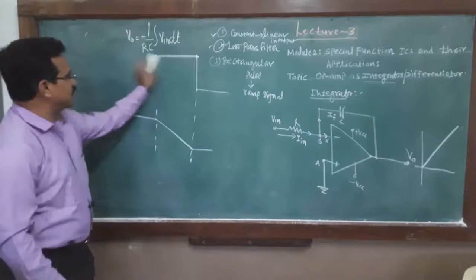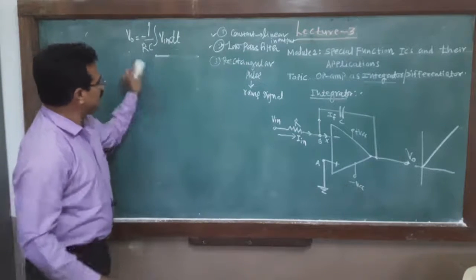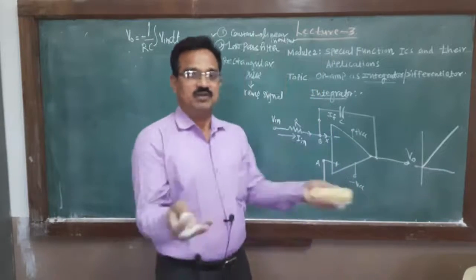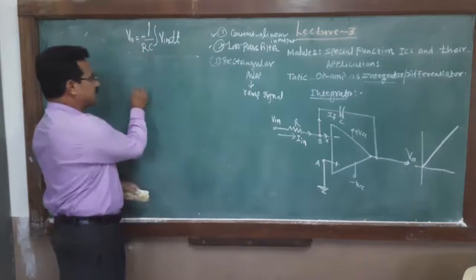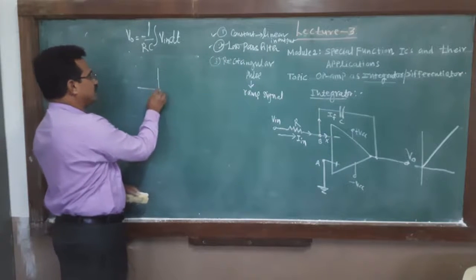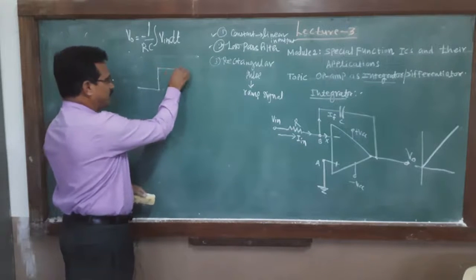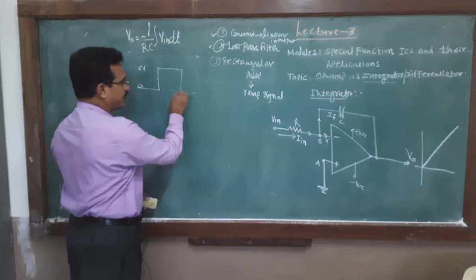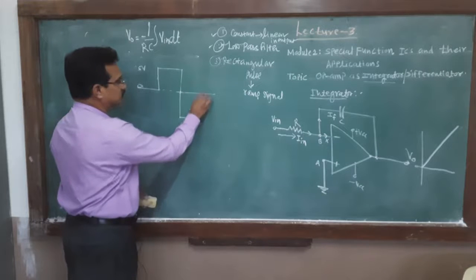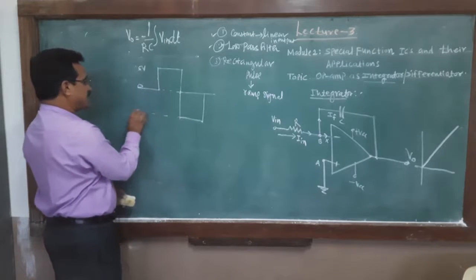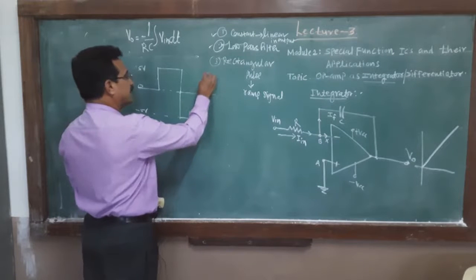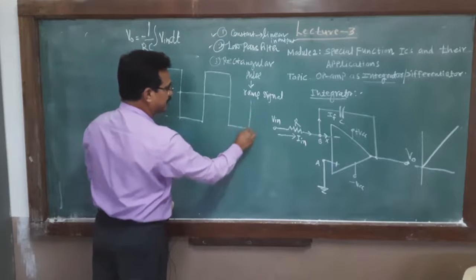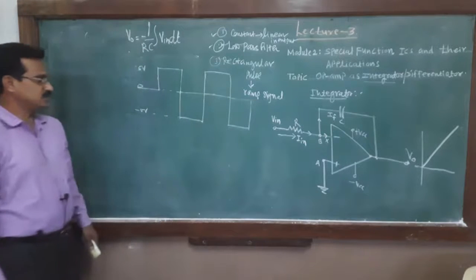But the next point you remember: if suppose at the input a square wave is given, what is the output? Suppose this is the square wave. This is 0 volt. Suppose here is 5 volt. Again here is minus 5 volt. Again here is the square wave. Again here is the 5 volt. Means a square wave is given.